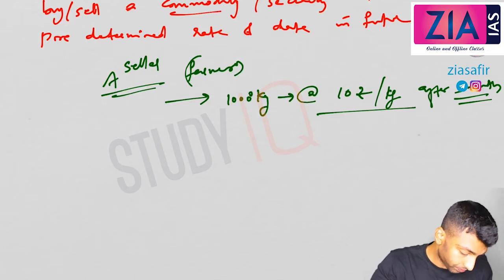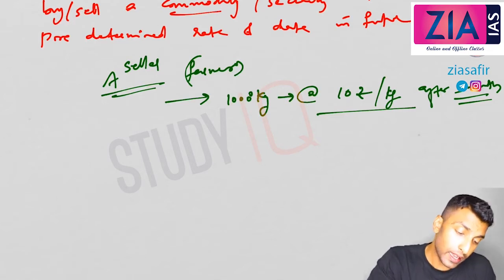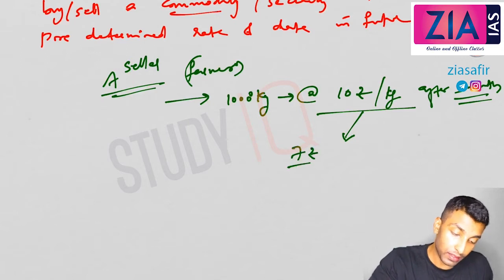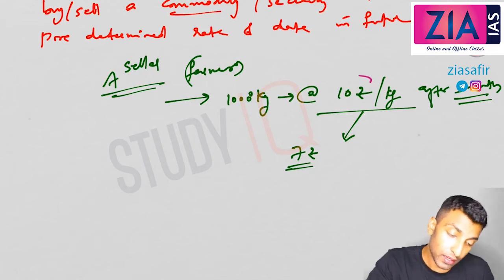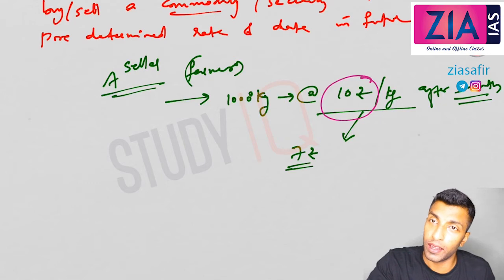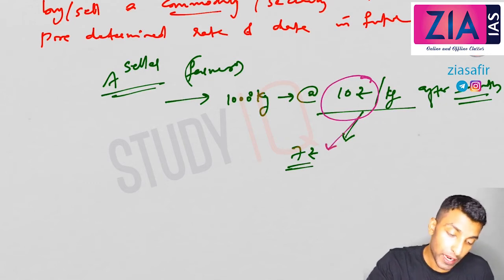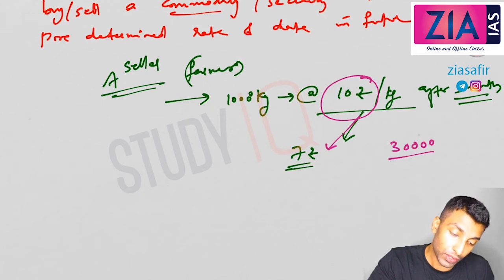So here, let's say the price is coming down to 7 rupee. The price has come down to 7 rupee. In this context, who will gain? The farmer will gain, because the farmer is selling at 10 rupee after 3 months, but in the market the price is 7 rupee. So the farmer will gain how much? 30,000 here, right?